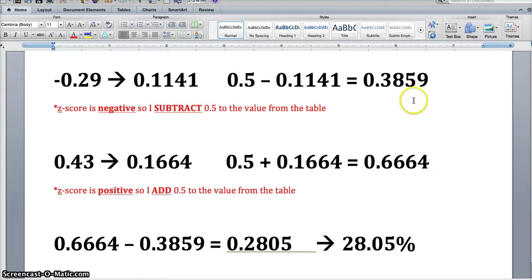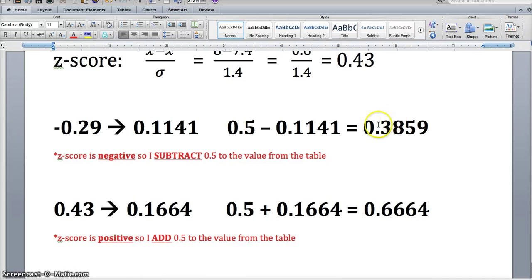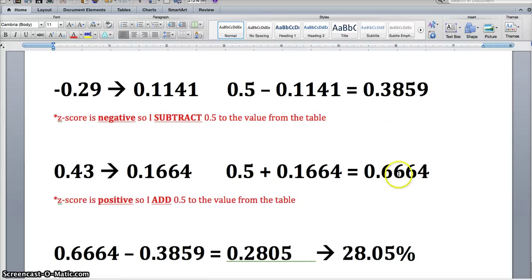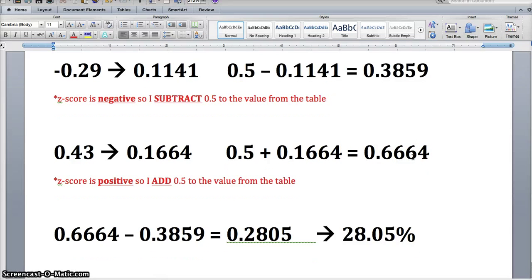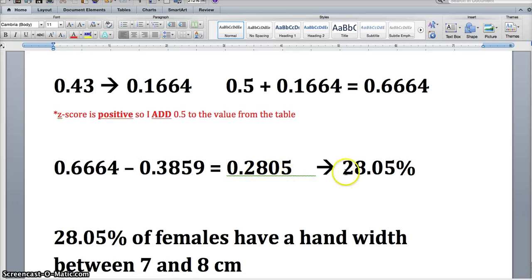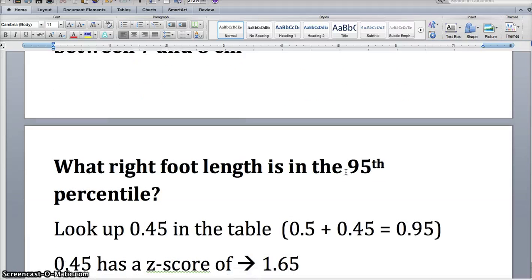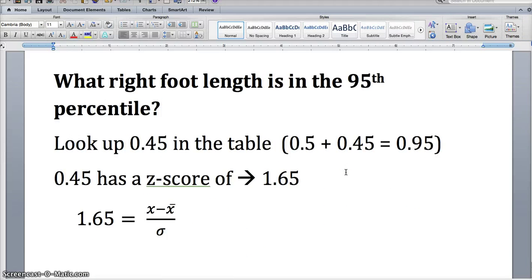And basically what these numbers are saying is that 38.59% of the population has, what are we working with here? Hand width below 7, and 66.6% have a hand width below 8. So to find that difference, find those people in between, I would go 0.664 minus the 0.3859 and get 0.2805. So 28% of females have a hand width between 7 and 8. Okay. That's a different kind of question.